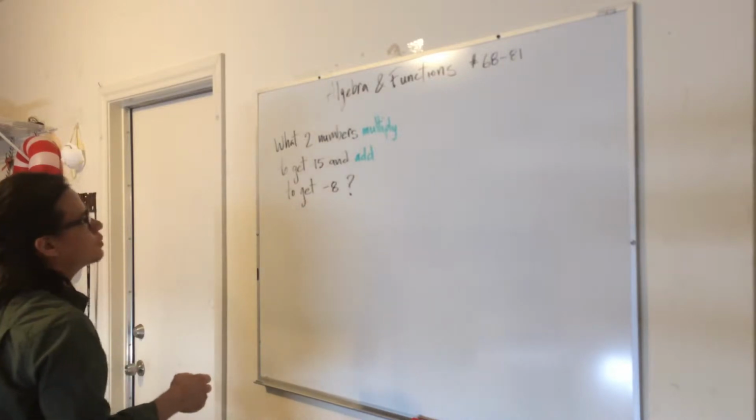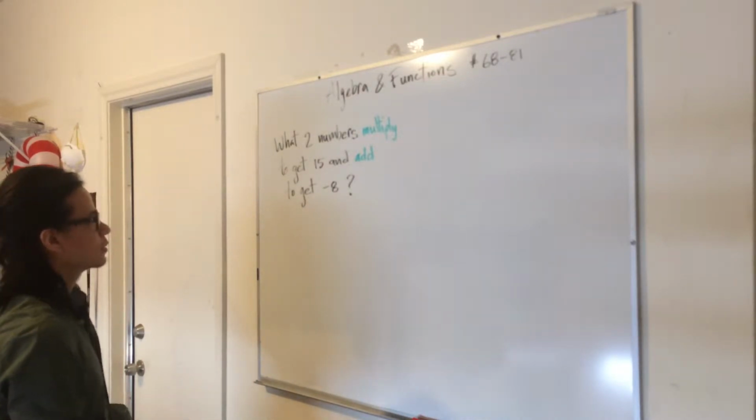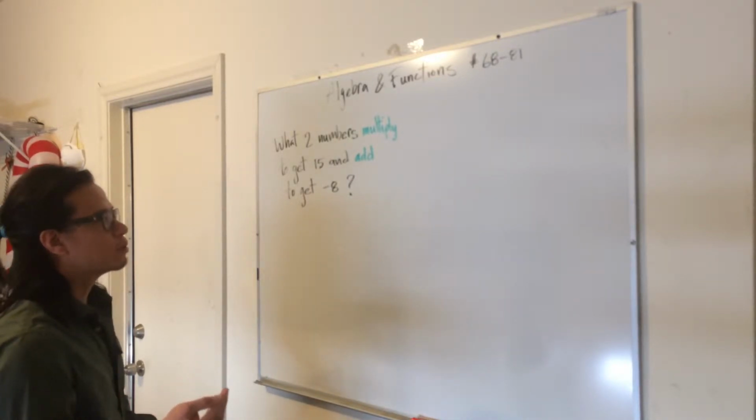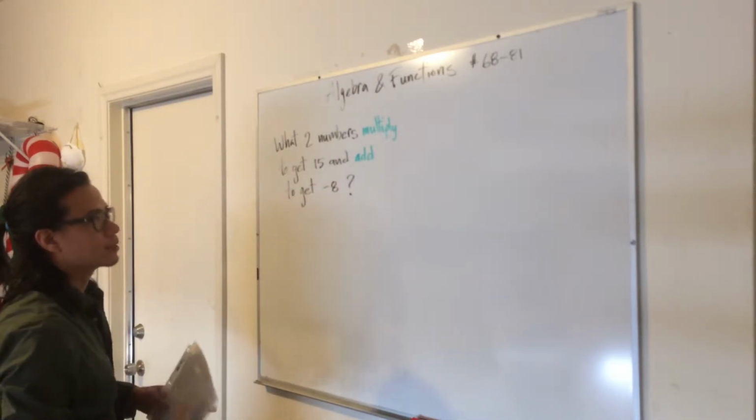So here it says, what two numbers multiply to get 15 and add to get negative 8? Think of two numbers that you could multiply to get 15 and add them to get negative 8.